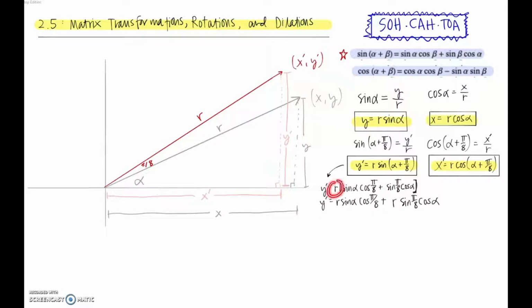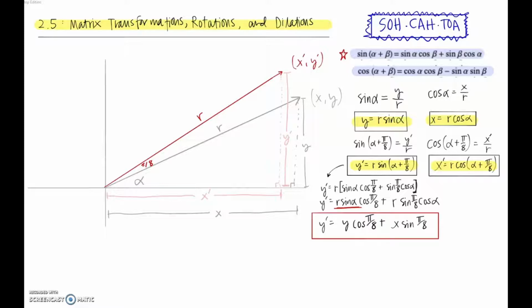And then I went ahead and just multiplied this r all the way through. Okay, so at this point I can start substituting a few things. I have y prime equals r sine alpha. But r sine of alpha is the same thing as y. So I can put in, that's just y times cosine of pi eighths. And then over here I have r sine of pi eighths times cosine alpha. Well, r times cosine alpha, if I stuck those two together, that's just x. So this is x times sine of pi eighths.